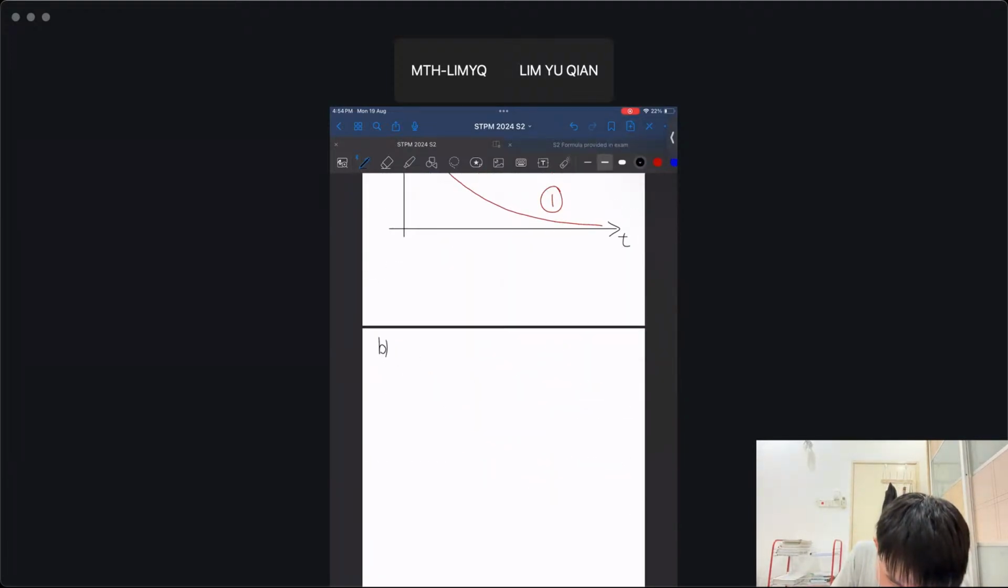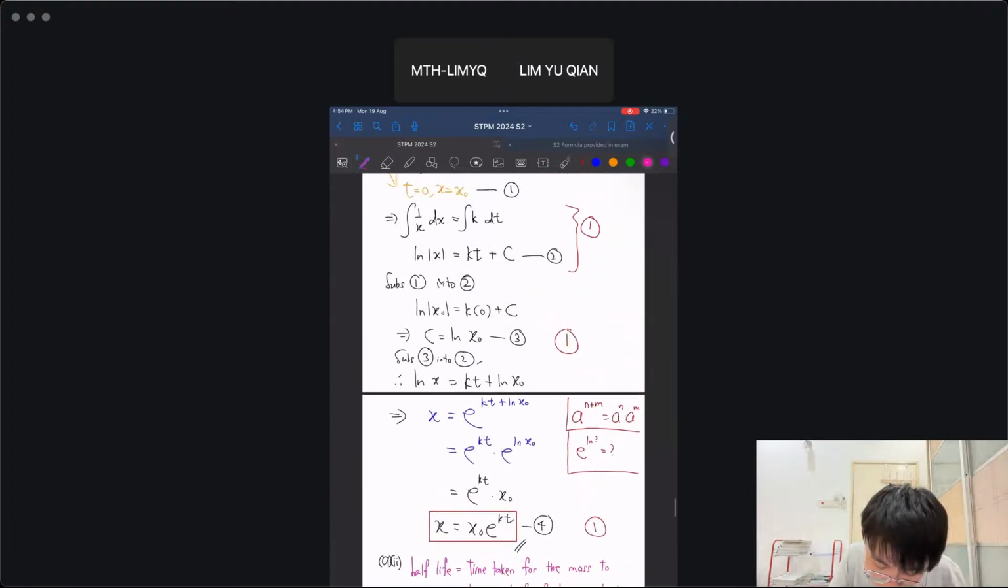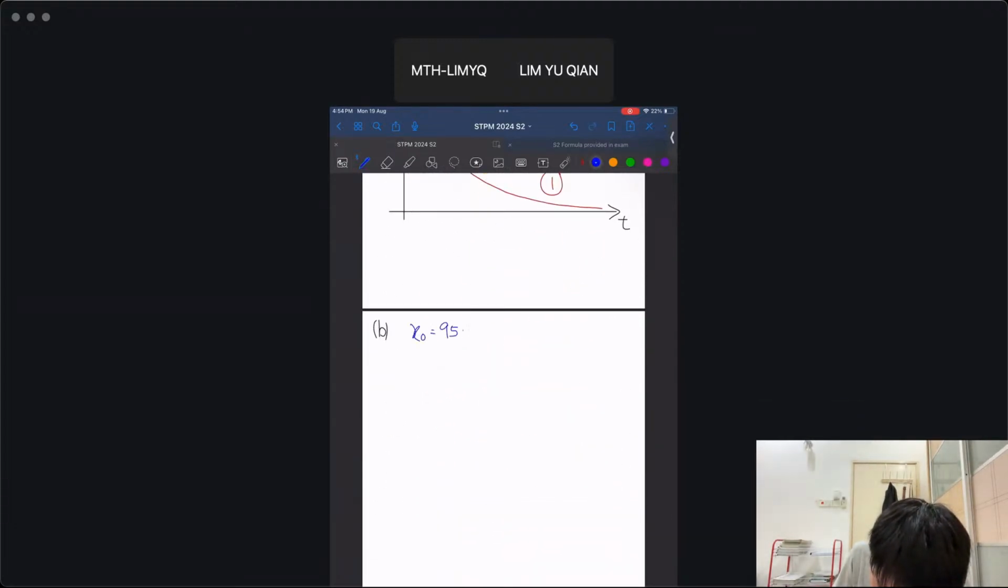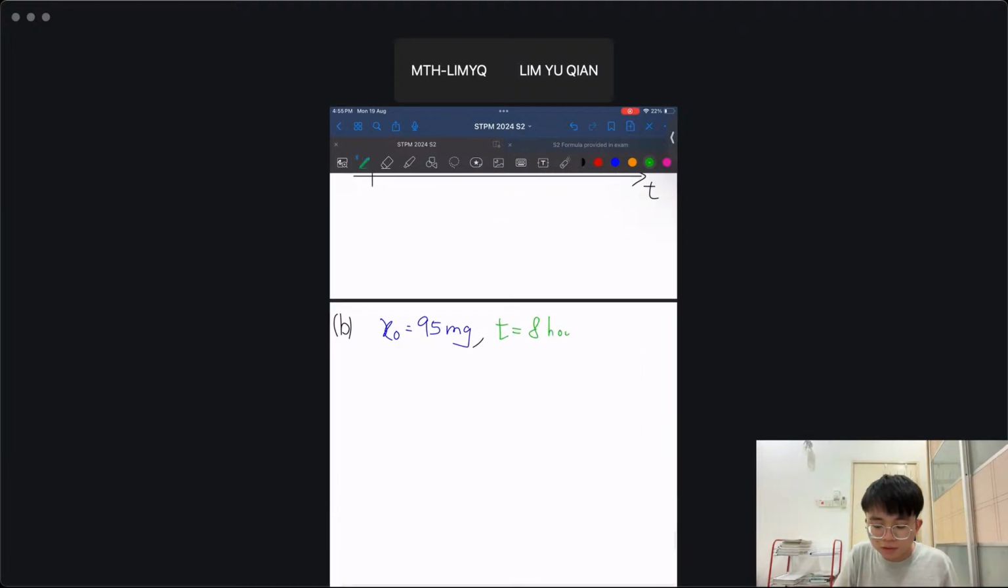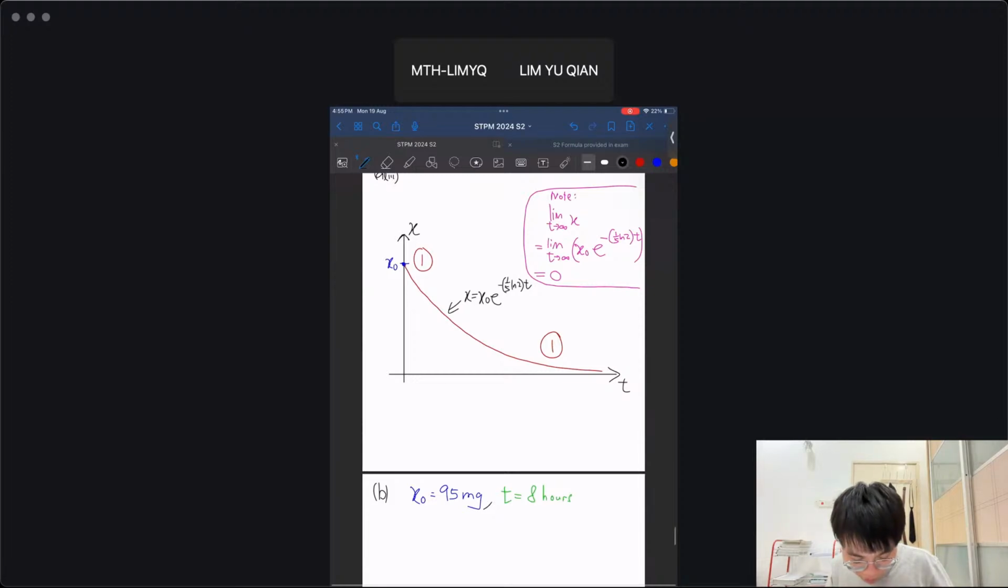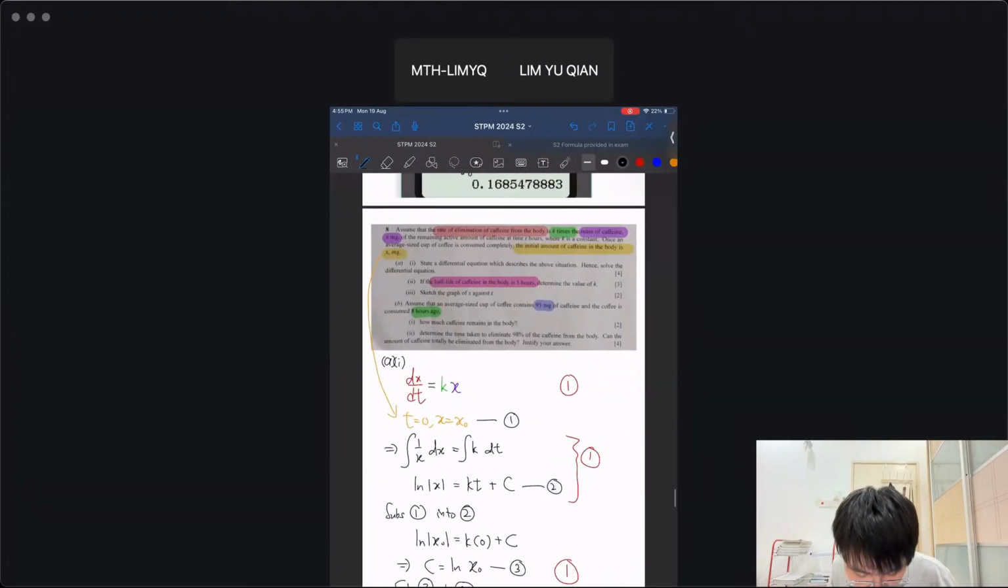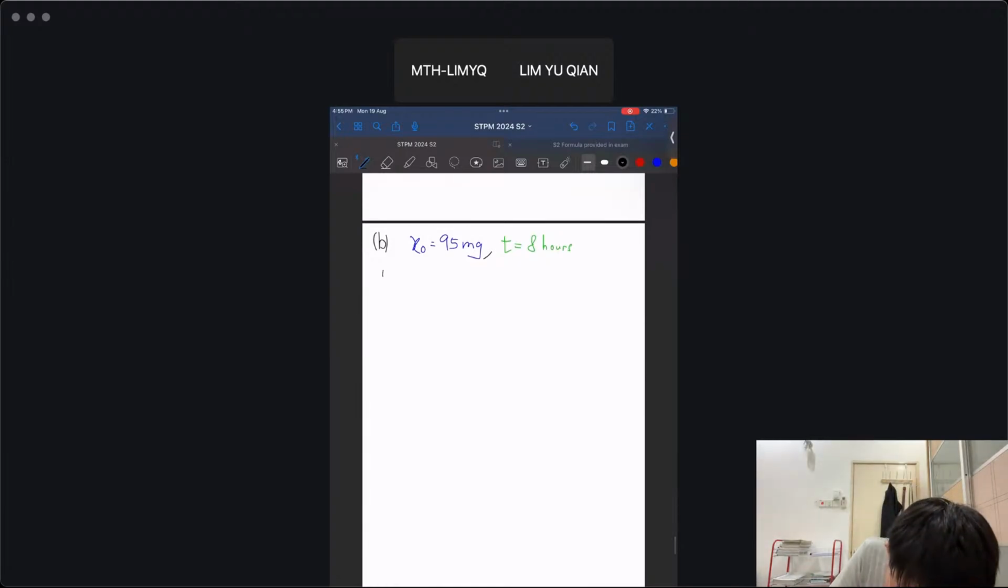So part B will tell you that your x naught equal to 95 mg, the initial mass. And the time is 8 hours already. So substitute 8 only. And then substitute this one equal to 95, but your final answer later should have the mg also. How much is left? So number one, how much is left?